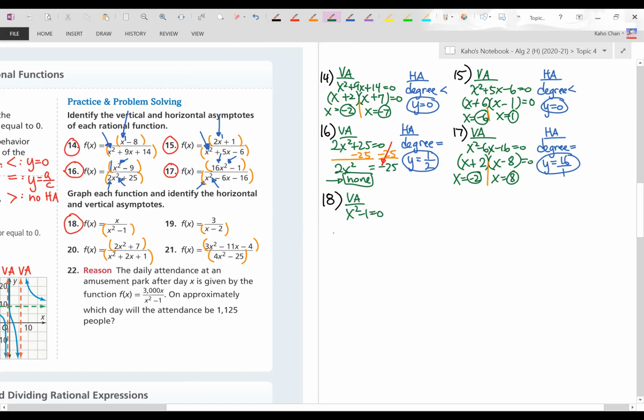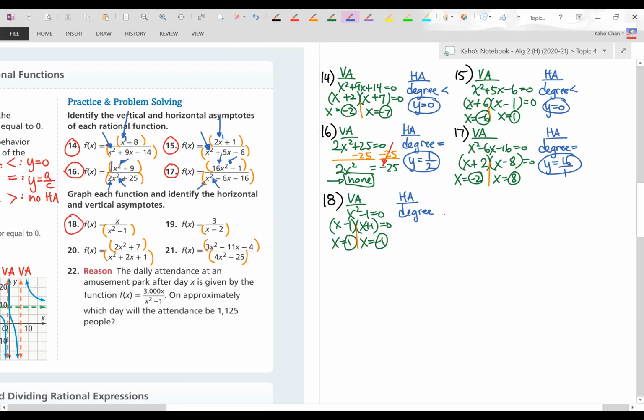Yay, difference of squares. I can factor that pretty easily. Solve that. X equals 1, x equals -1. Great. Horizontal asymptote. Ooh, the degrees are less than. If you compare the powers of the top polynomial, x, and the bottom polynomial, x squared minus 1, it's less than, so automatically y equals 0.